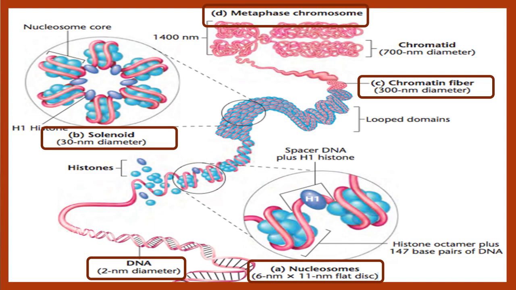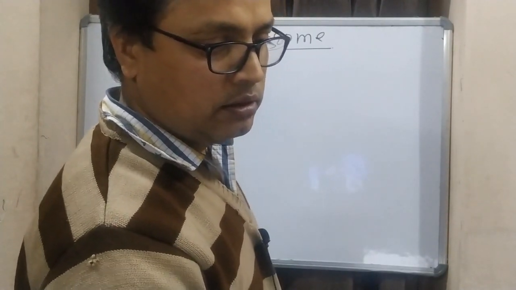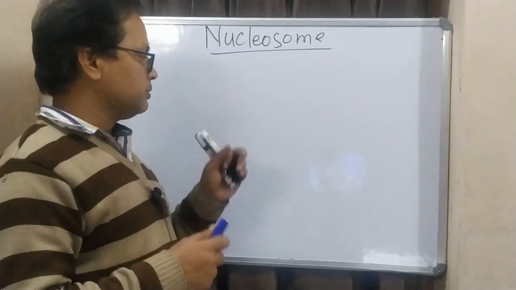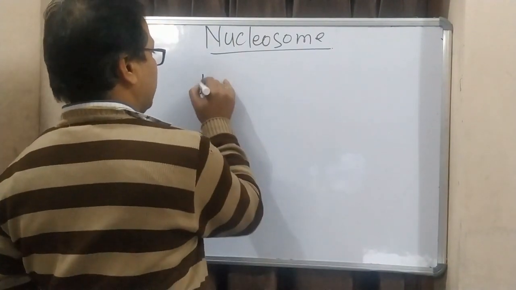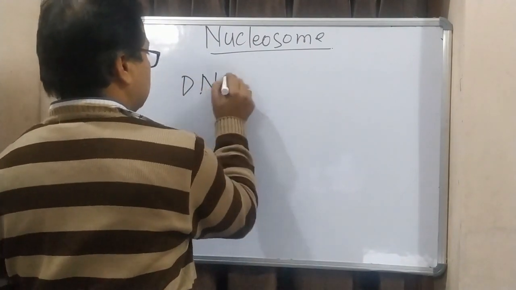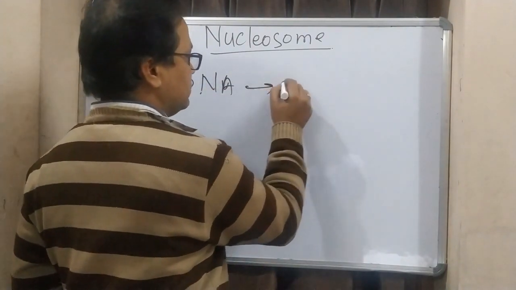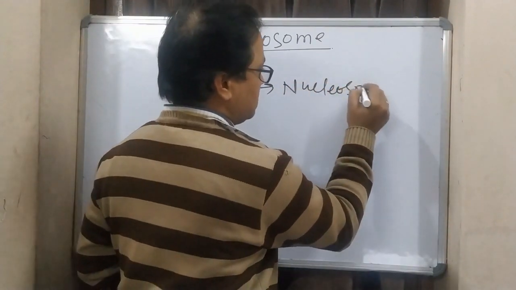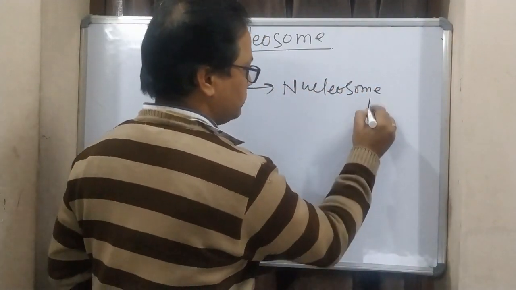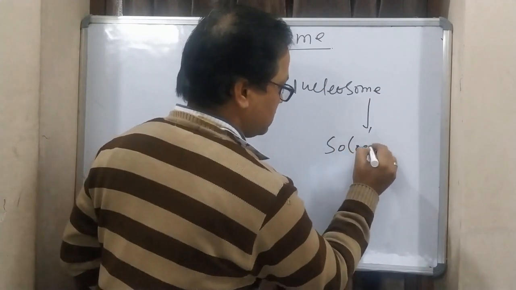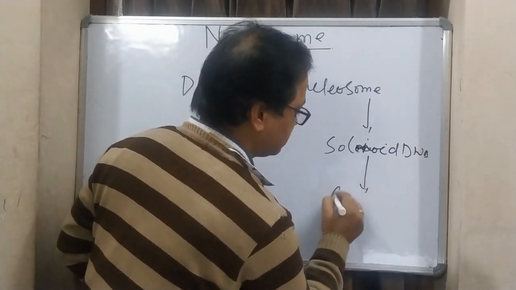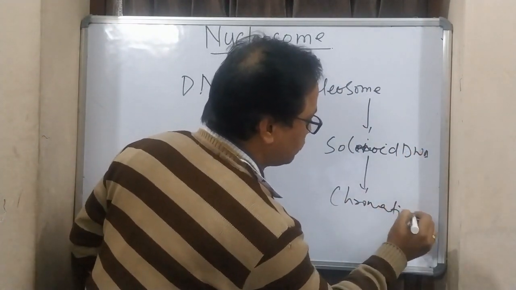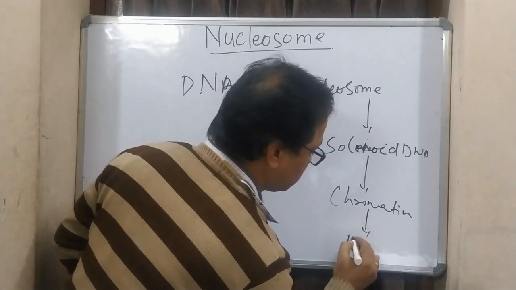So that is our nucleosome structure and how it is arranged. In this sequential event, DNA gives us the nucleosome, the nucleosome gives us the solenoid, the solenoid gives us chromatin, and chromatin gives us the chromosome.